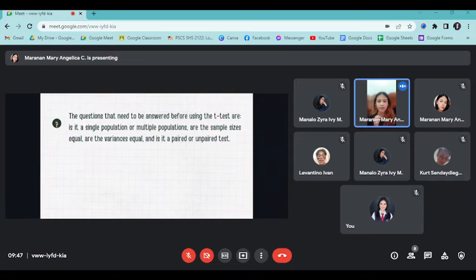Lastly, number 7. The questions that need to be answered before using the t-test are: is it a single population or multiple populations? Are the sample sizes equal? Are the variances equal? And is it a paired or unpaired test?